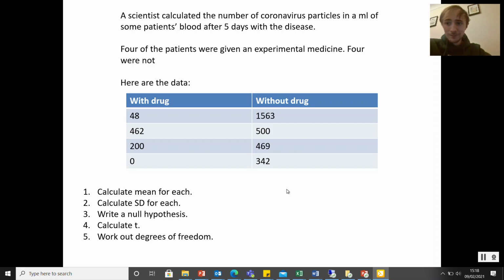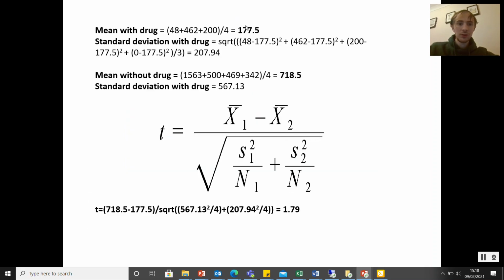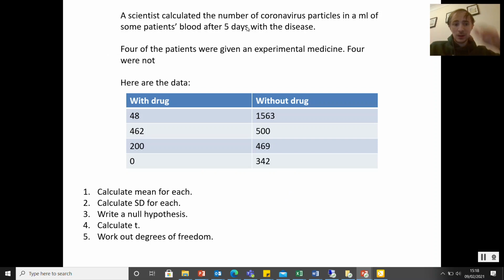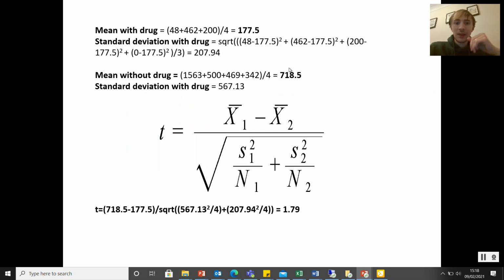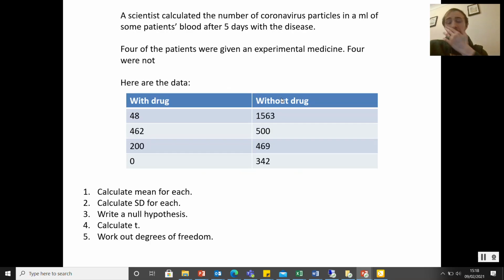So, let's have a go at this. The mean with the drug, that's the first bit I don't expect anybody to have a difficulty with. The mean with the drug is 177.5. The mean without the drug is 718.5. So immediately, if you're a newspaper, you can write the headline, "This drug massively reduces coronavirus particles."